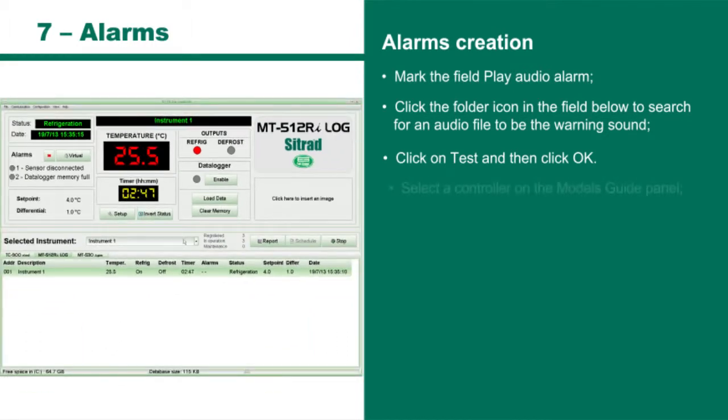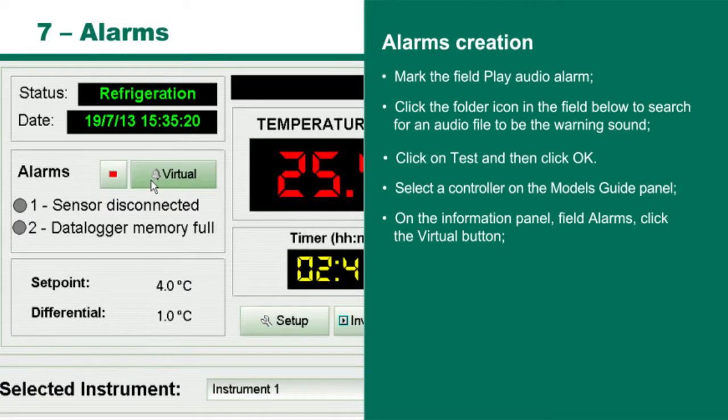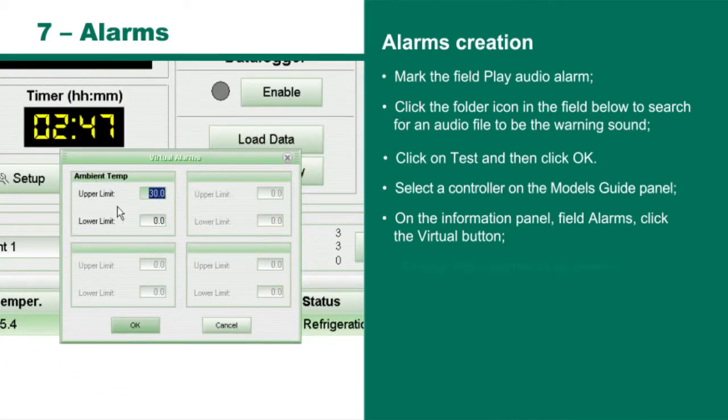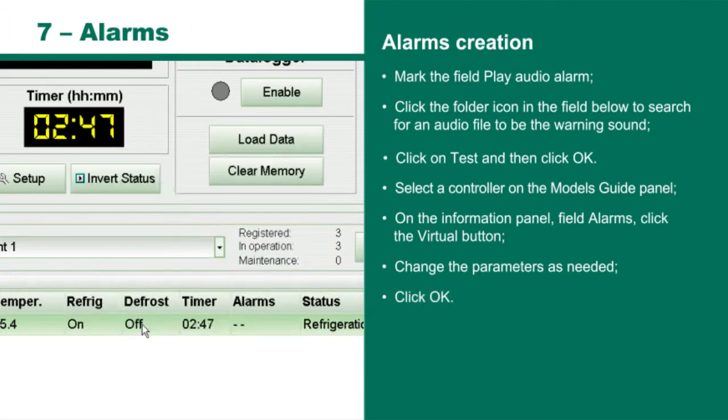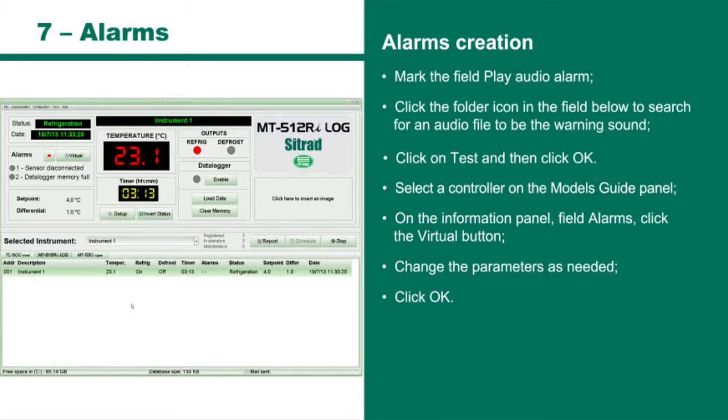Now configure the temperature limits of the controllers. Select a controller on the Models Guide panel. On the information panel, Field Alarms, click the Virtual button. Change the parameters as needed. Some parameters for the alarm are modified in the Controller Parameters list. Click OK. From now on, when temperatures go above or below the set limit, Sitrad will notify you so you can correct the alarm condition.